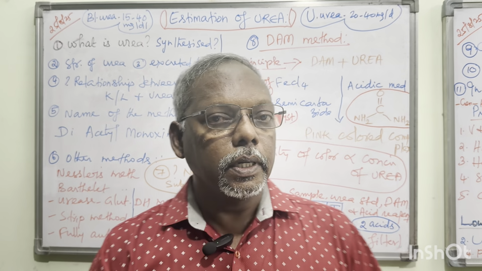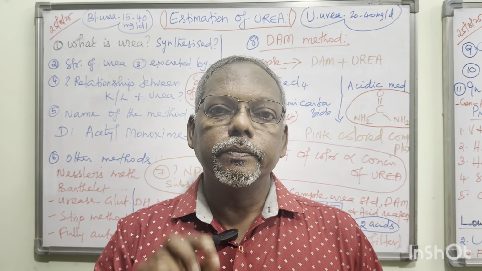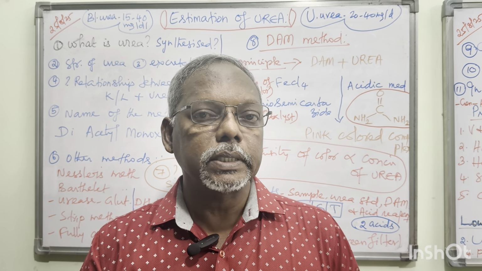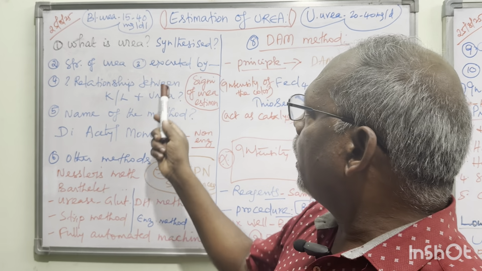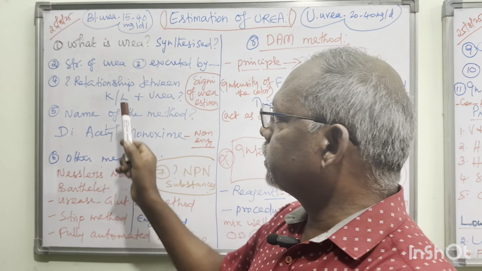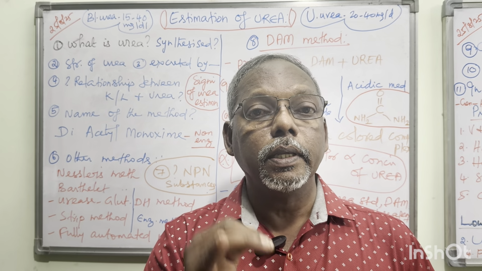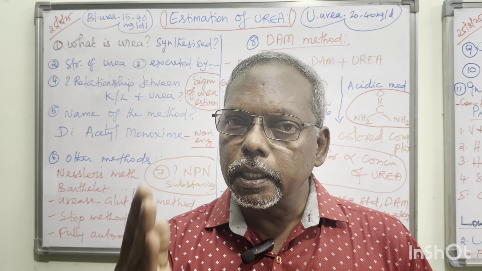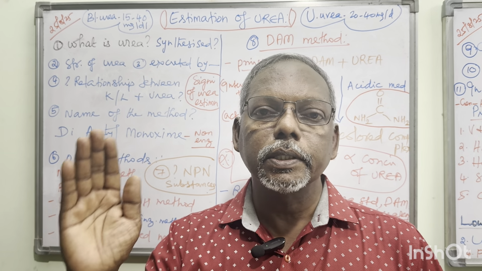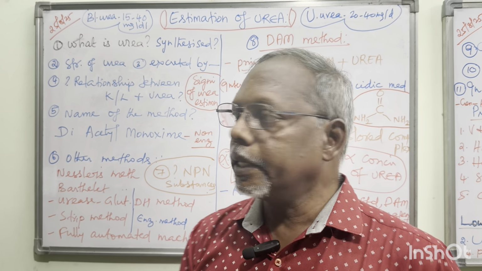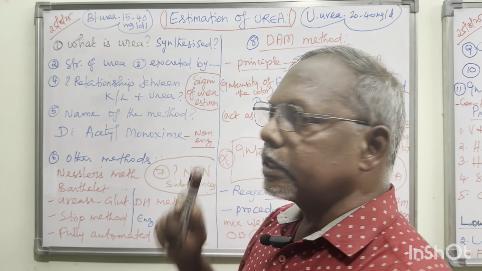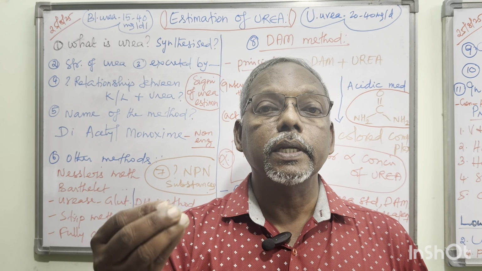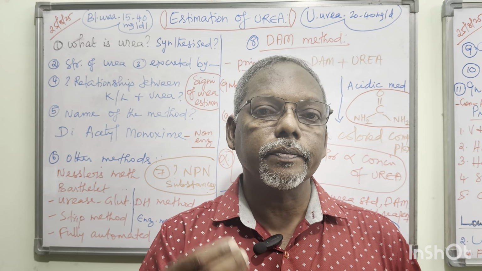What is the structure of urea? One carbon attached to oxygen through a double bond and two amino groups, that is NH2 groups, right? And it is usually excreted by the kidneys. What is the relationship between kidney, liver and urea? If the liver function test and renal function test are normal, then definitely the urea level will also be normal, right? Next, what is the significance of urea estimation? Urea estimation is a tool to measure renal function. It is a marker of renal function.